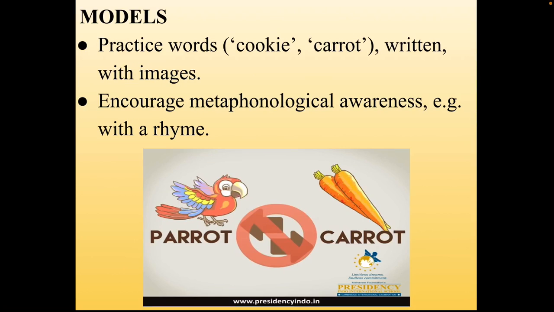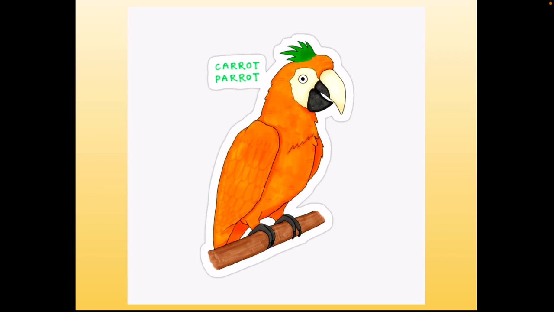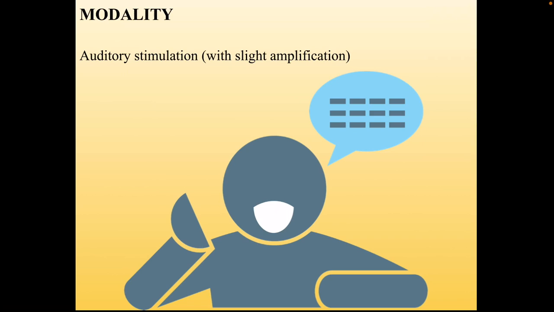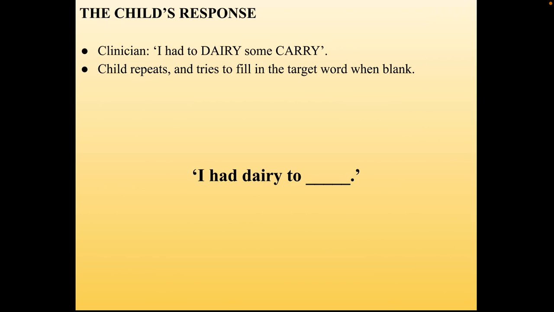Models would include practice words, for instance, cookie, carrot in our example of prevocalic, and written usually with images. And like I said, you need to probably do things like encourage metaphonological awareness with a rhyme: parrot, carrot, the parrot ate the carrot. And this is a carrot parrot, and that's another carrot parrot. Our modality is auditory stimulation with slight amplification, so it's auditory based.